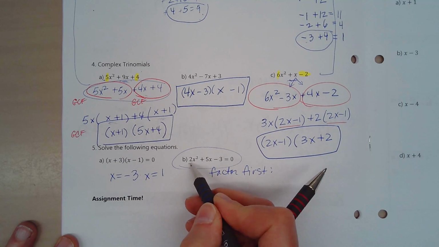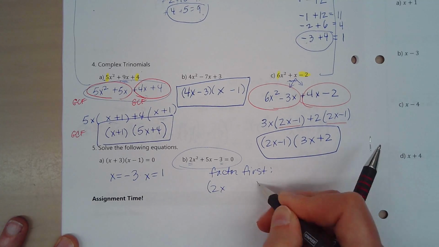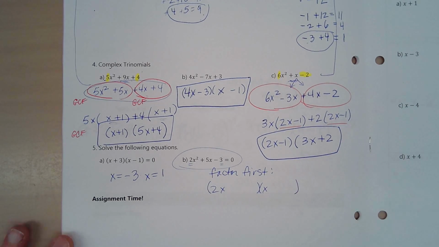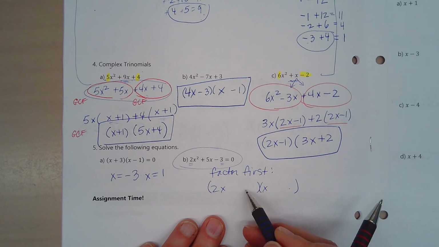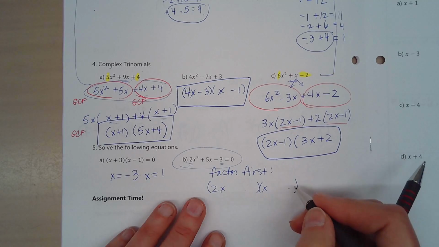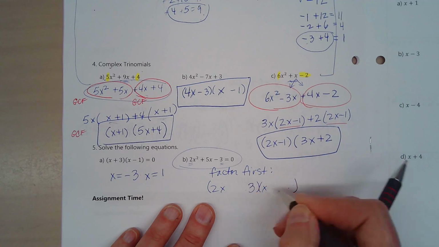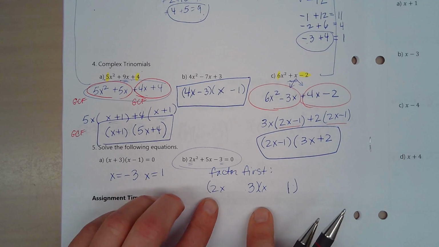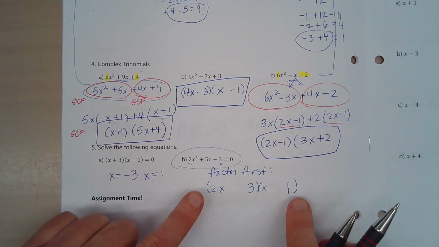Again, these are really easy because 2 and 3 are both prime numbers. So I just have to figure out if the 3 goes here or here. I get a 3 and a 1, or let's see, 2x squared. No, I think it was the other way, wasn't it?